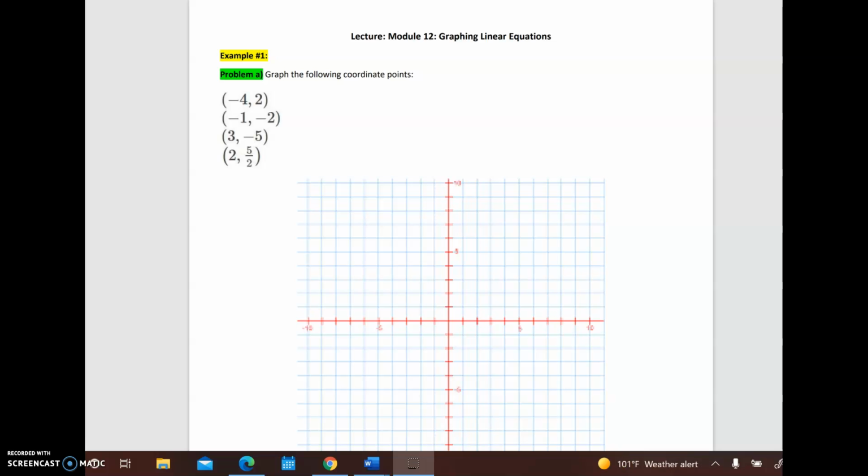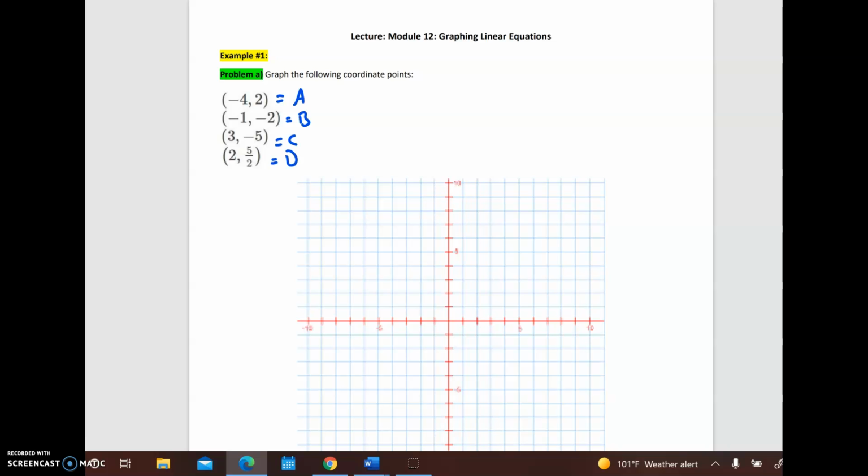Hi class, for example 1 we're going to do 3 problems. Now on the first problem, they just want us to graph the actual coordinate points. So I'm going to label these: this is coordinate point A, this is B, this is C, and this is D.